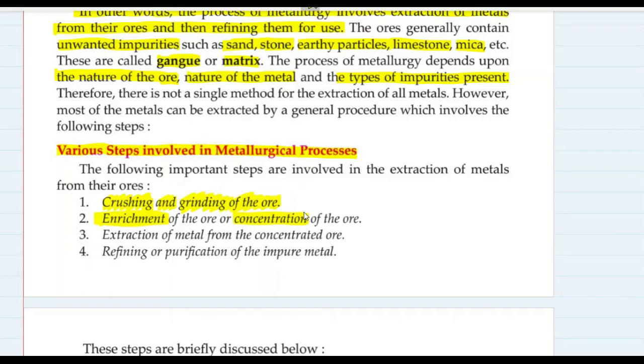Now you've got pure metal, but not 100% pure. So the last step, the fourth step, is refining or purification of impure metal, and that has to be done with the help of electrolysis. Okay, so we'll also understand what electrolysis is in this step.